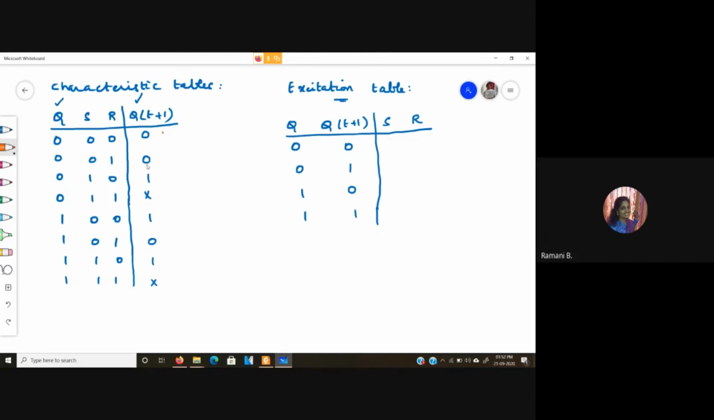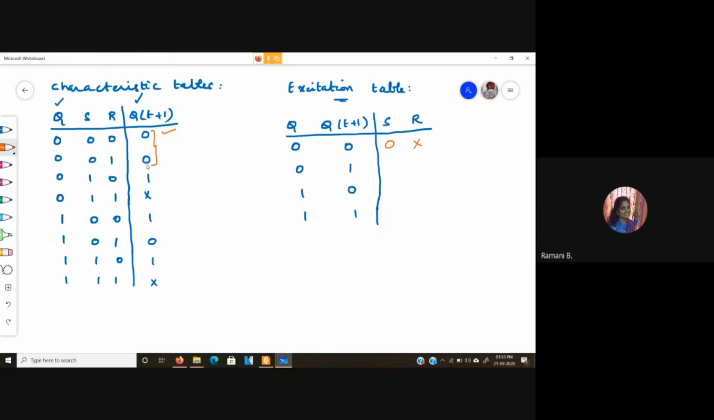In this condition, we have the present state to be 0 and next state to be 0. Same way, here also we have present state 0 and next state 0. So commonly we have to give the condition for this. In both of these cases, S value is equal to 0. However, the R value is 0 in the first case and 1 in the second case. So we give the flip-flop input as 0, don't care.